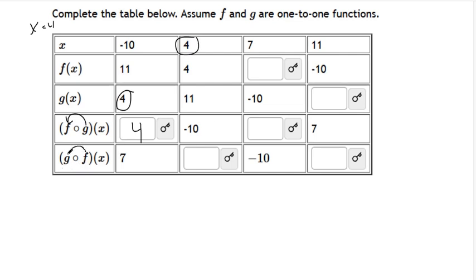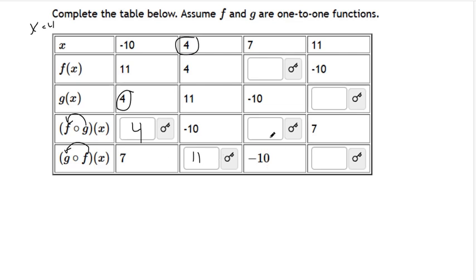This is saying you're plugging f into g. So when x is 4, this column is telling us that f of x is 4. Okay? So we're plugging 4 into the function g. So that's still coincidentally the same column. So g would be 11 when x is 4.